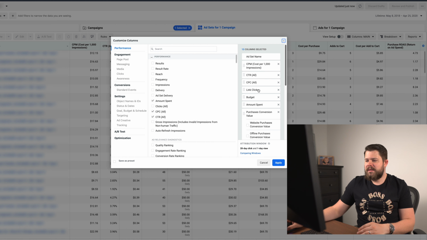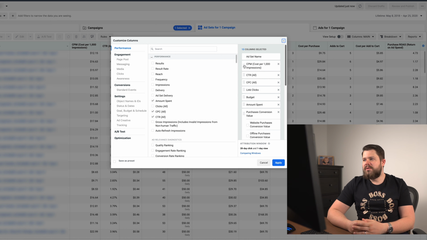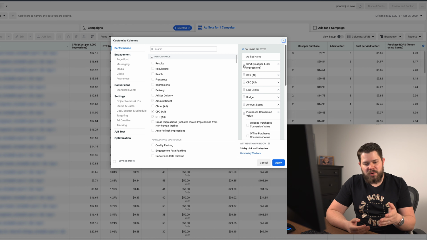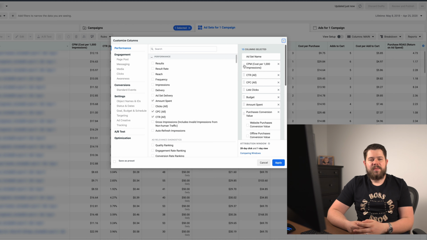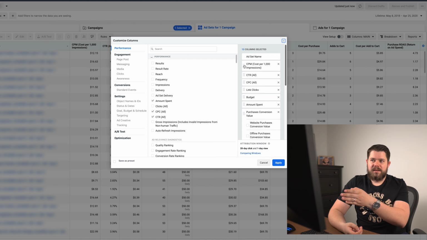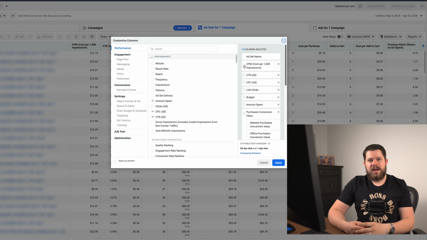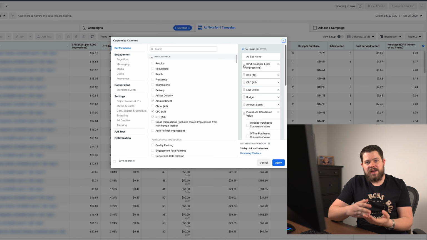Next I use CTR. I mean, that's obvious, right? Because I want to know the percentage of my click-through rate through that ad. I just want to know how many people are clicking through those ads when they see them, because I sometimes test a lot of different versions of ads, and just by looking at the ad set level layout, I want to know which of them have the highest CTR.